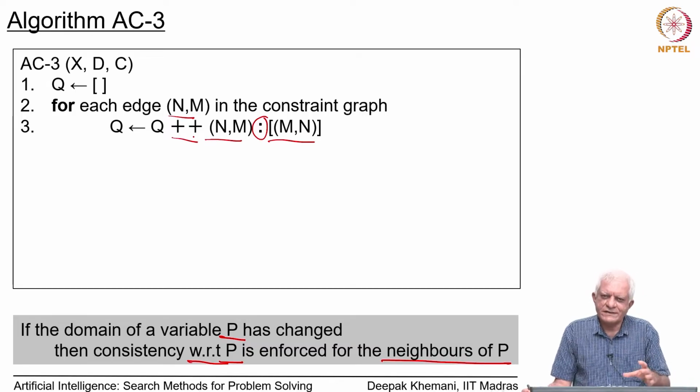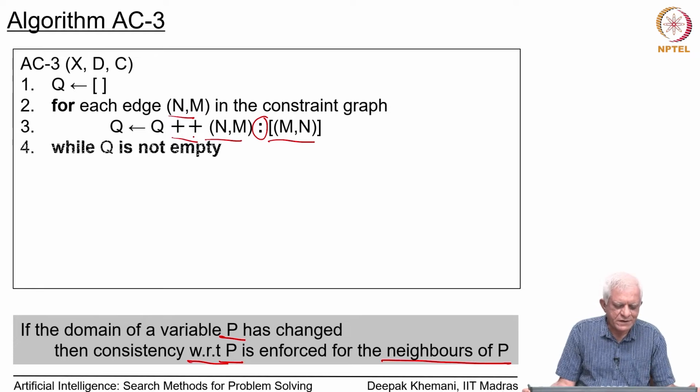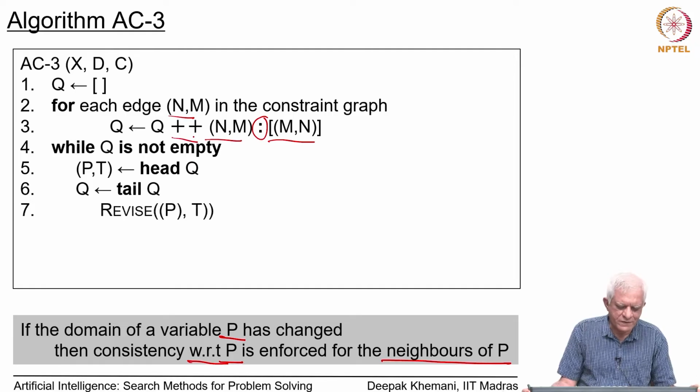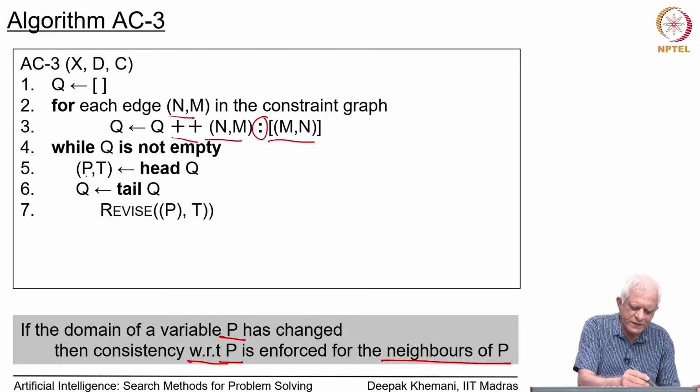So far it is like AC1 that does all the edges in both directions once, but after that be selective, and that is what happens here. While this queue is not empty, so while it is in the first round, of course, all the edges will be done once. We remove the first element from the head of the queue. We call revise. So, we have removed PT. Remember that PT and TP both will be in the queue. We have looked at PT now.